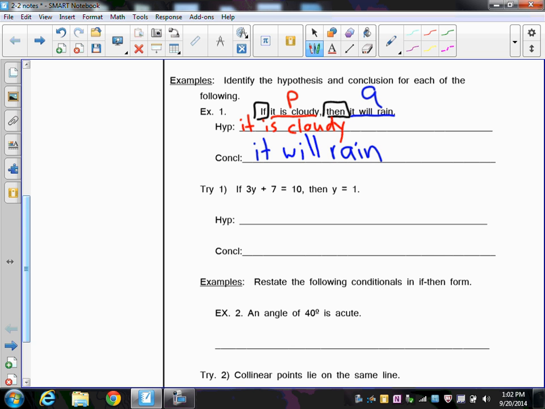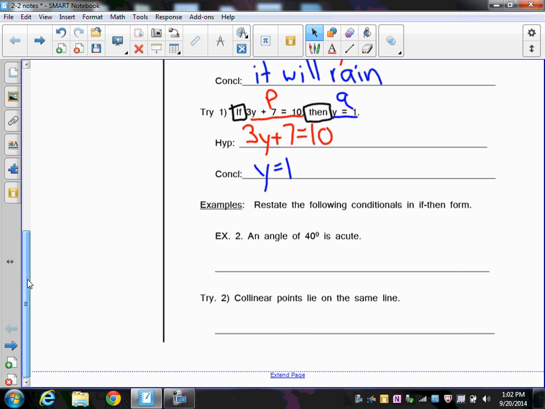So for the next one, we have numbers, but it's still the same thing. We look for the keywords if and then. The word following the if is the hypothesis P, so 3y plus 7 equals 10, and the word following the then is the conclusion Q, y is equal to 1.